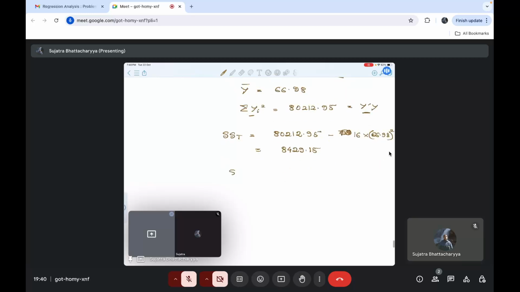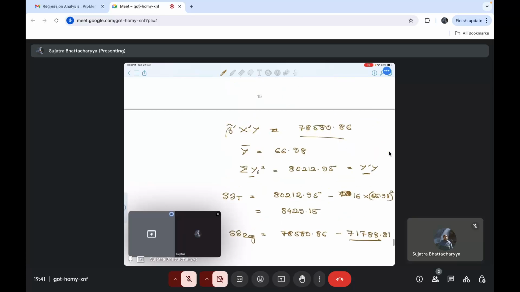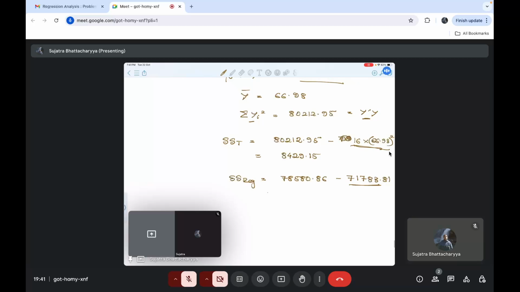If you do it, it comes out to be about 8429.15. Next is SS regression, which will be 78580.86 minus 71783.81. What is this? This is beta hat prime X prime y. No, not this; this is n y bar square. If you calculate, it comes out to be this. So this gives you the regression sum of squares, 6797.05.